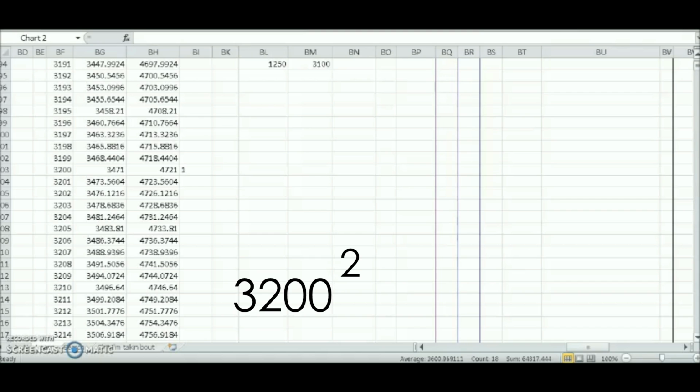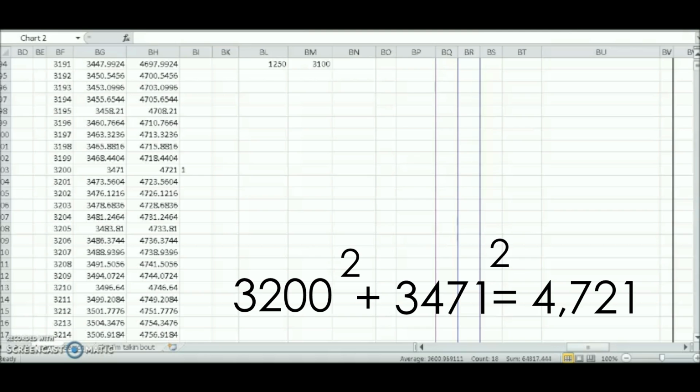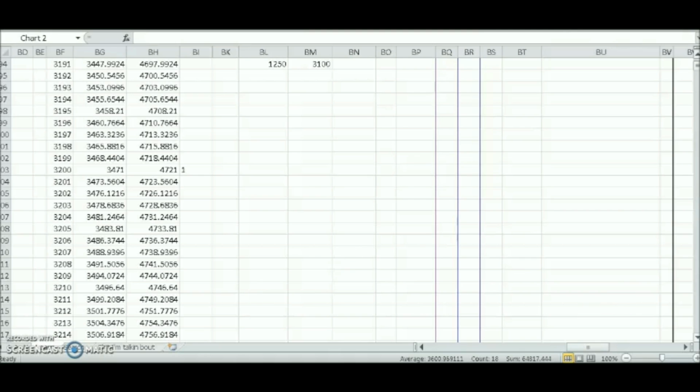3200 squared plus 3471 squared does actually happen to equal 4721 squared. And the greatest common divisor between 3200, 3471, and 4721 is 1.